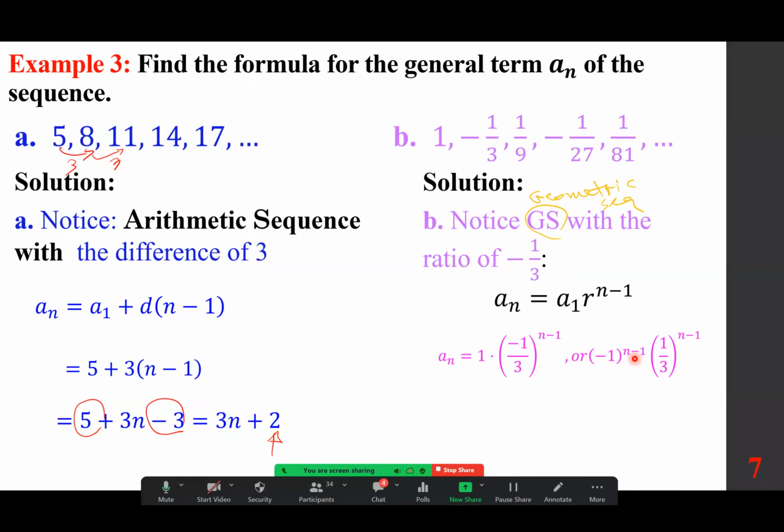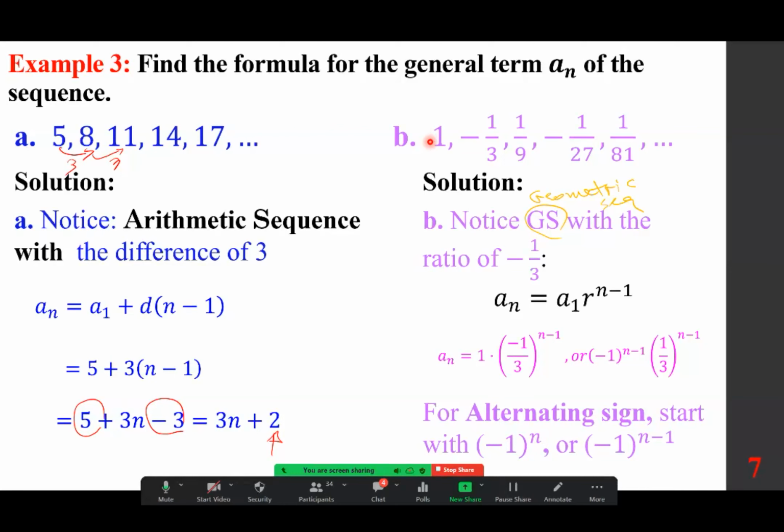What I want you to notice is this. For alternating sign, start with negative 1 to the power of n or negative 1 to the power of n minus 1. If I put n and I start with number 1, negative 1 to the power of 1 is negative 1. So if the first one has a negative sign, this is what we use. If the first one has a positive sign, this one. In some texts, they may use n plus 1. It gives you the same result because when n is 1, 1 minus 1 is 0, negative 1 to the power of 0 makes it positive.